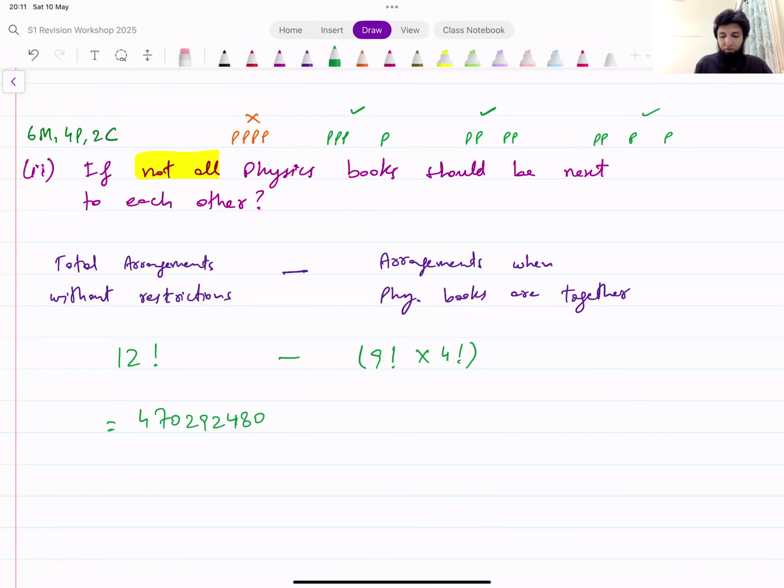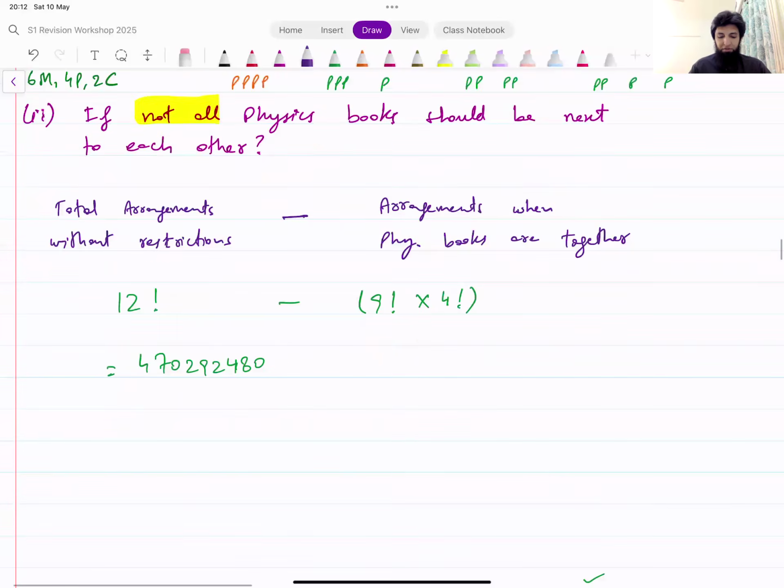It's also okay if there were 2 together and another 2 together, or 2 together and the other 2 separated. It could be any of those. That's okay. The only problem is you don't want all 4 together. How do you find this? You find the total number of arrangements. Subtract from that the arrangements in which all the 4 physics books are together, and that will be 9 factorial into 4 factorial. So that will give the result. Total minus together, that will work in this case.